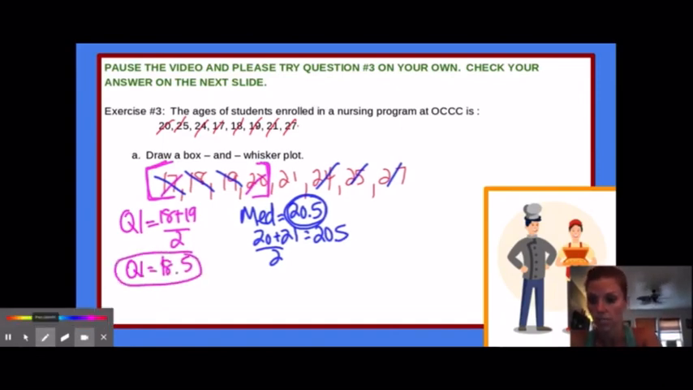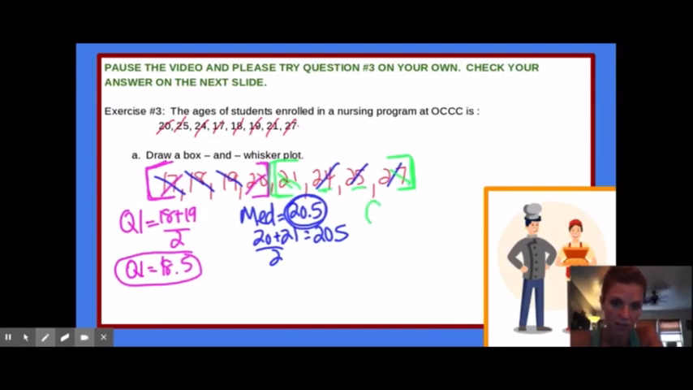Quartile 3, I have to do the exact same thing. 20.5 is my median, so I'm going to go from 20 to 27. Crossing off, I've got 1 and 1. So quartile 3 deals with the 24 and 25. So we're going to do 24 plus 25 divided by 2. So quartile 3, I get 49 divided by 2 is 24.5.